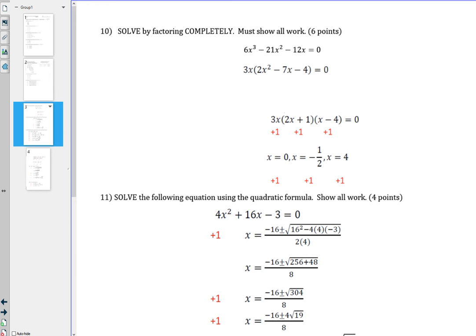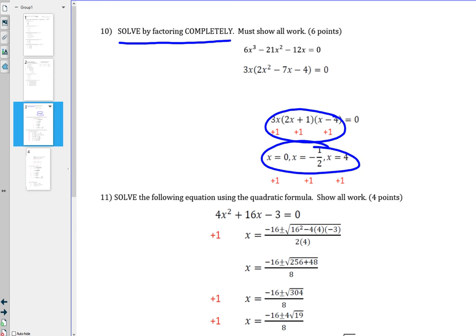It says solve by factoring completely. So you get the first 3 points from all the factors. You get the last 3 points from the solutions. Actually, take it back. It's 3 points. The first 3 points come from the factors, the last 3 points from the solutions. So, let's go through the steps though.